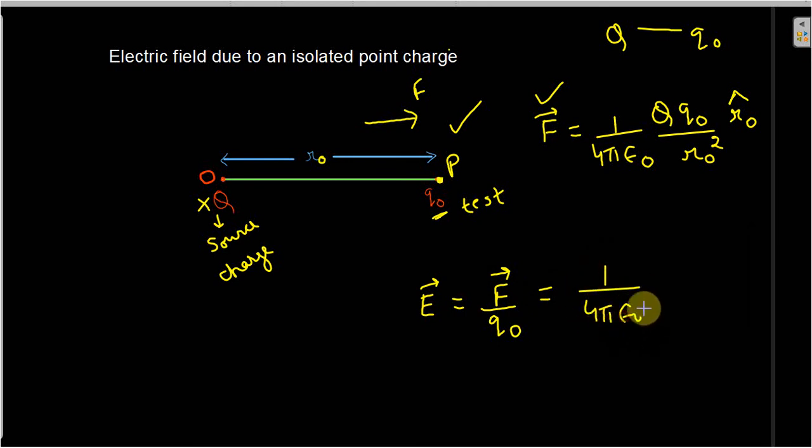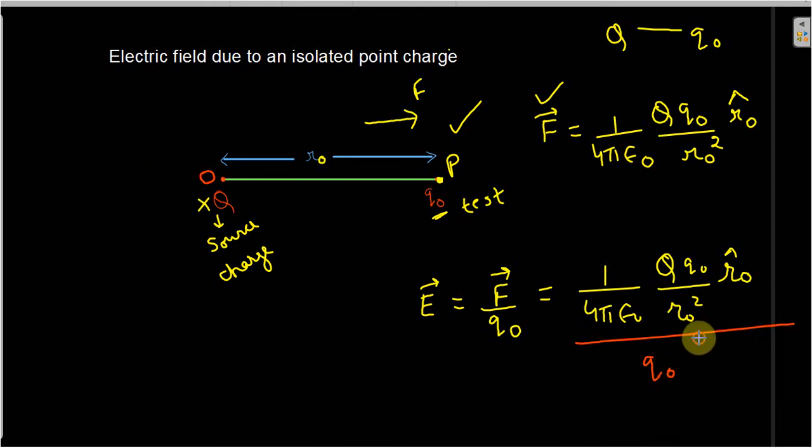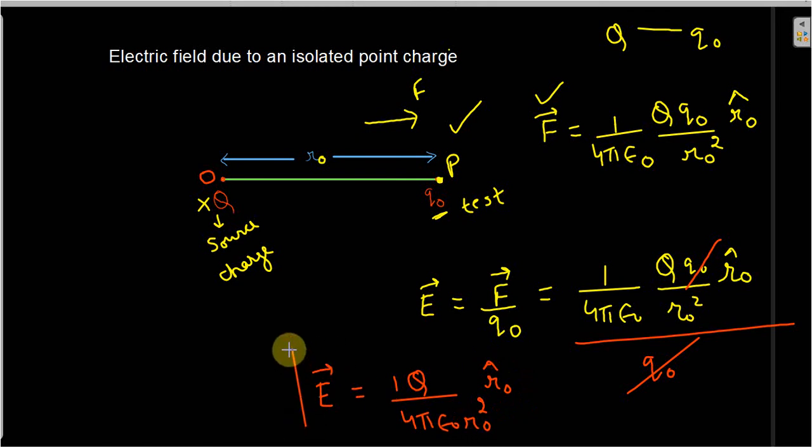1 by 4 pi epsilon naught Q naught by R naught square, R naught cap, and F is divided by Q naught. So divide by Q naught. Q naught will cancel, and you will be left with E is equal to Q by 4 pi epsilon naught R naught square, R naught cap, where R naught cap represents the direction of the electric field lines. So this is the expression for electric field due to an isolated point charge.